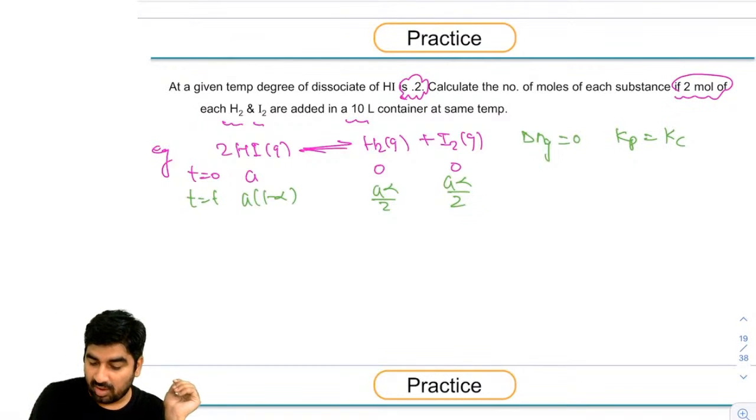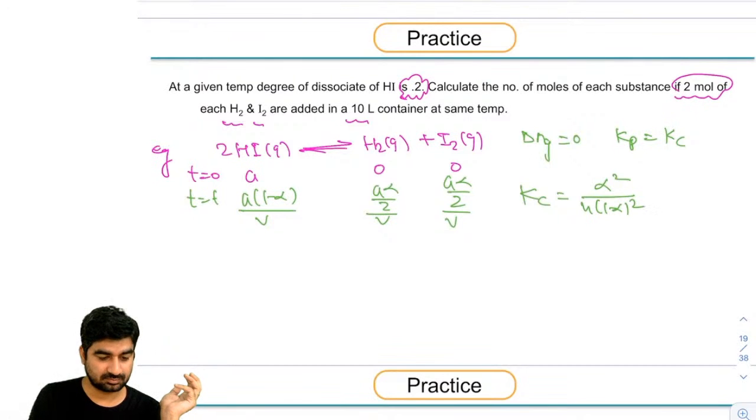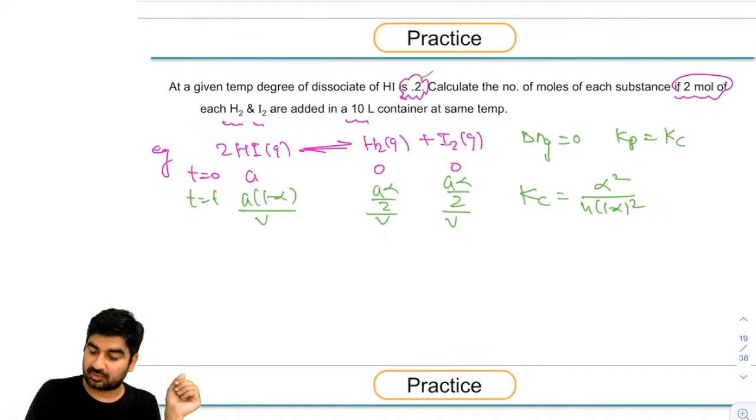Now if you are dividing it by volume, everything will be cancelled out and you will be getting alpha square. So here it says that alpha is 0.2.